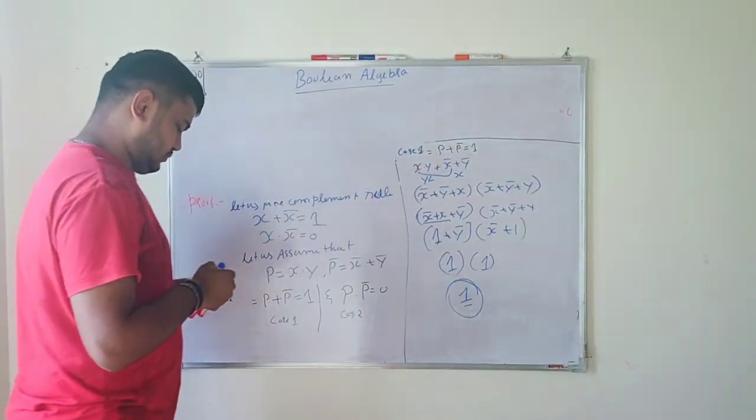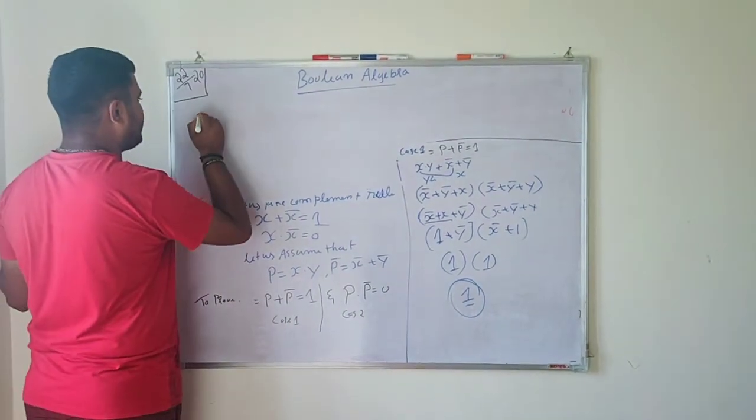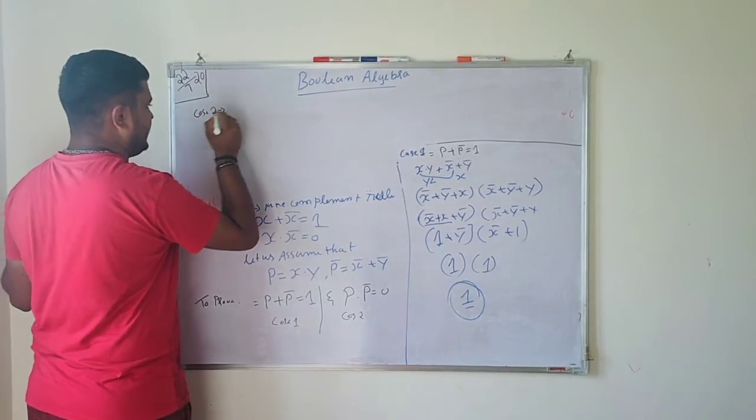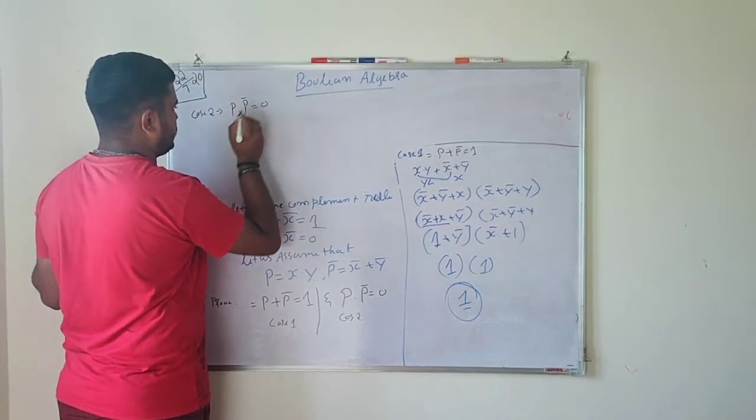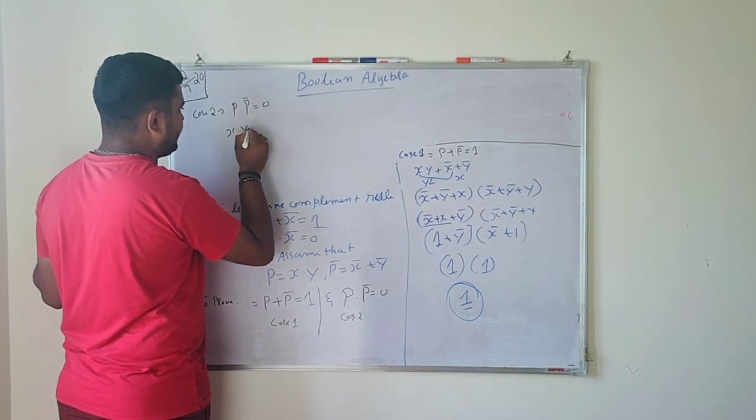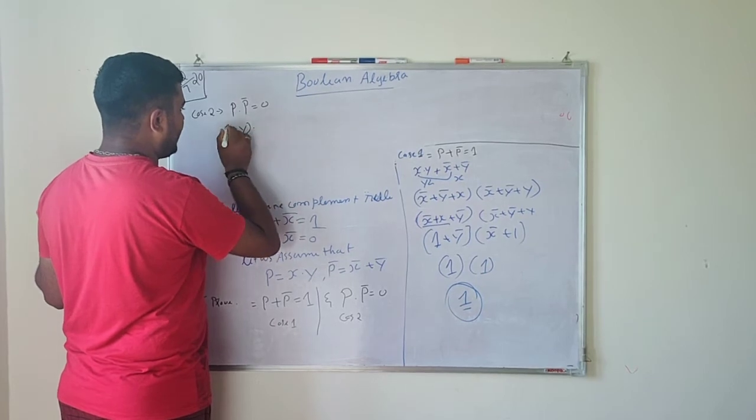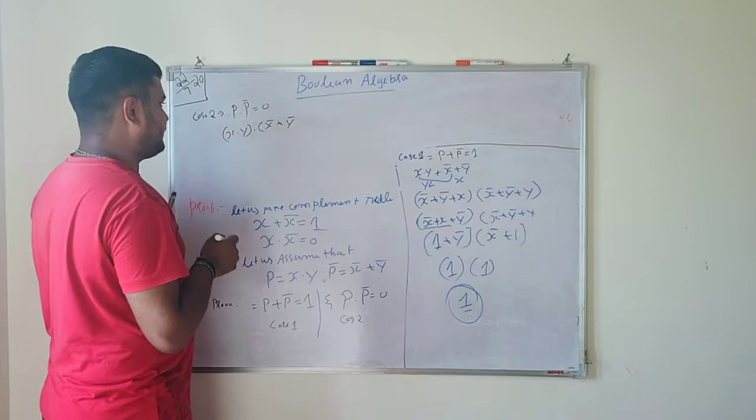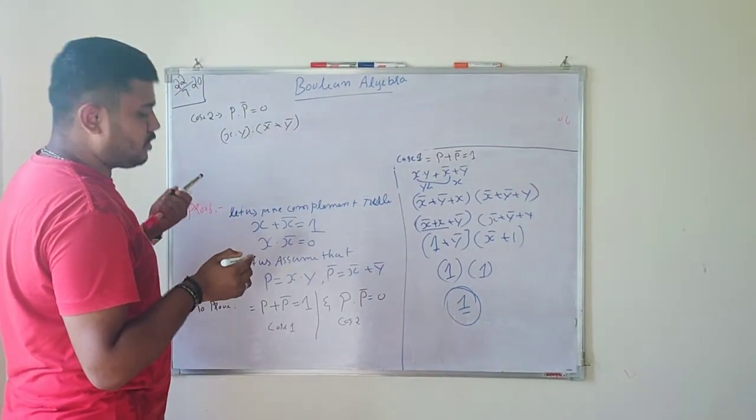Okay, now case 2. Case 2 says that P into P bar is 0. So as we know, we have P means x into y, and P bar means x bar plus y bar. Okay. Now what should we do now? We should apply De Morgan's theorem over here.